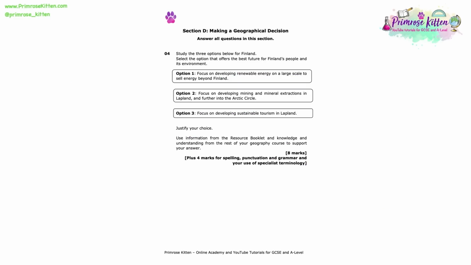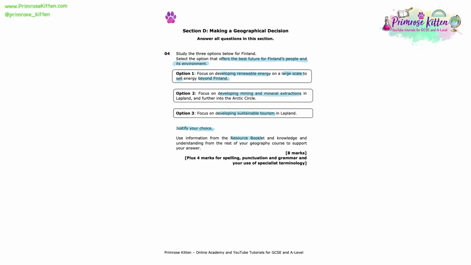Question 4. Study the 3 options below for Finland. Select the option that offers the best future for Finland's people and its environment. Option 1 is to focus on developing renewable energy on a large scale to sell energy beyond Finland. Option 2 is to focus on developing mining and mineral extractions in Lapland and further into the Arctic Circle. And option 3 is to focus on developing sustainable tourism in Lapland. You need to justify your choice.